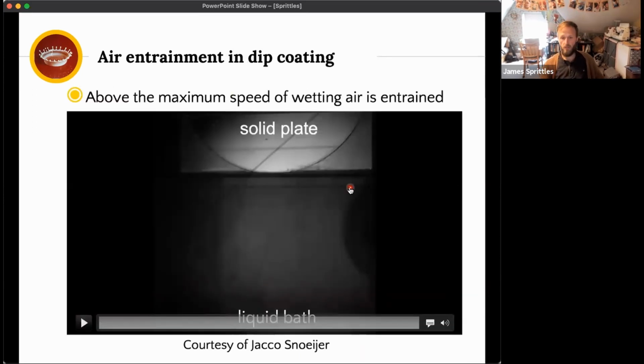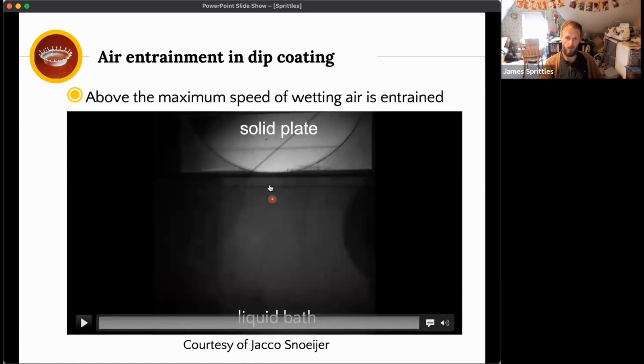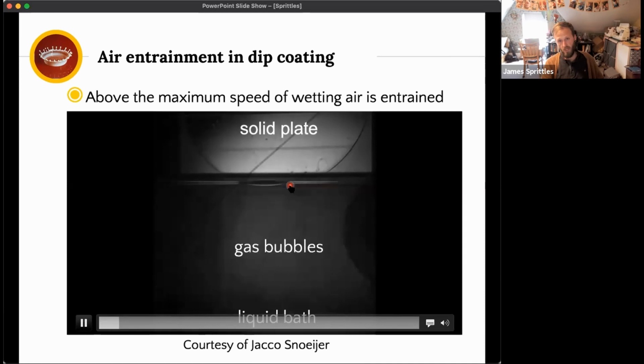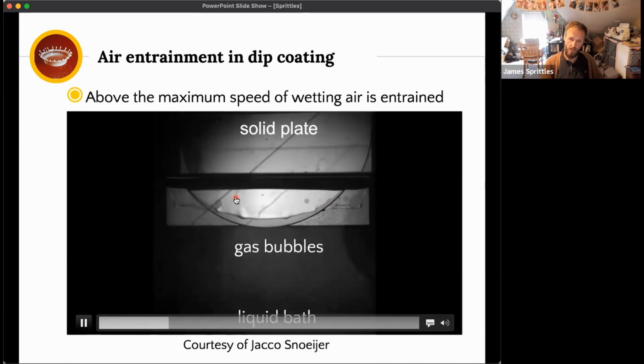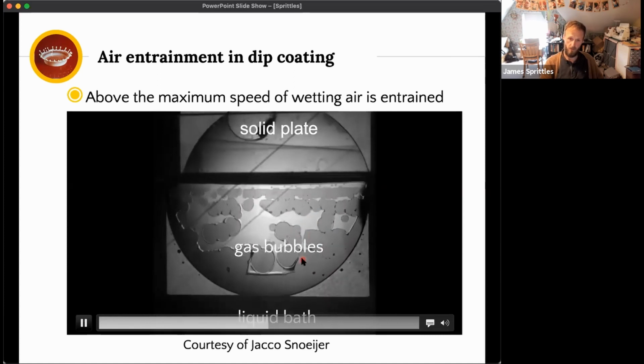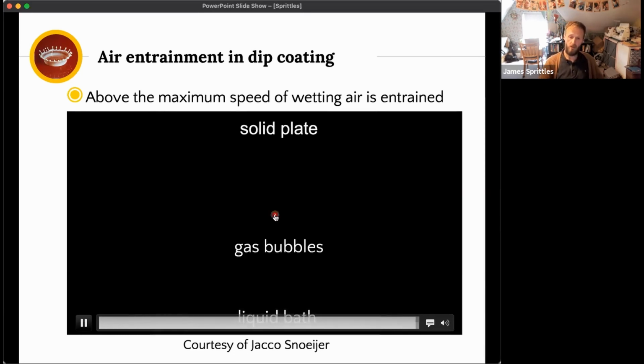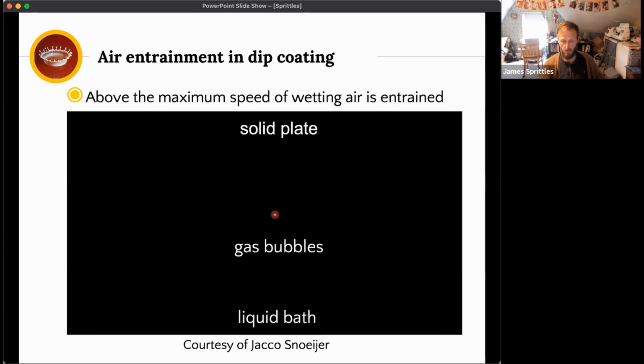So what does it look like when you go above this maximum speed? This will show a plate being plunged into a liquid bath too fast, if you like. What you'll see is that a film is entrained into the liquid bath. That film becomes unstable and it breaks up into gas bubbles. By measuring the volume of the gas bubbles, you can see that this film has a width of a few microns, and so it starts to become comparable to the mean free path in the gas.